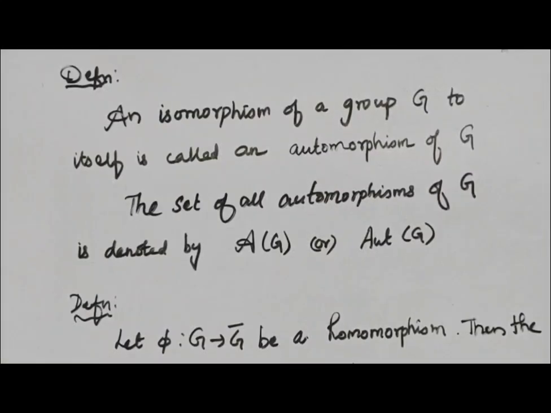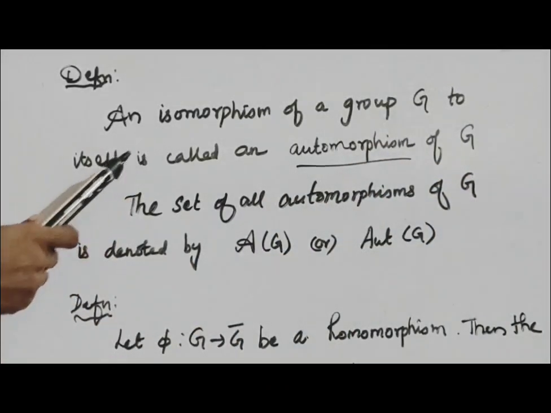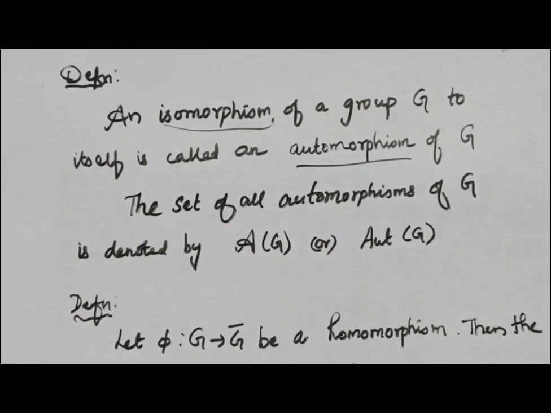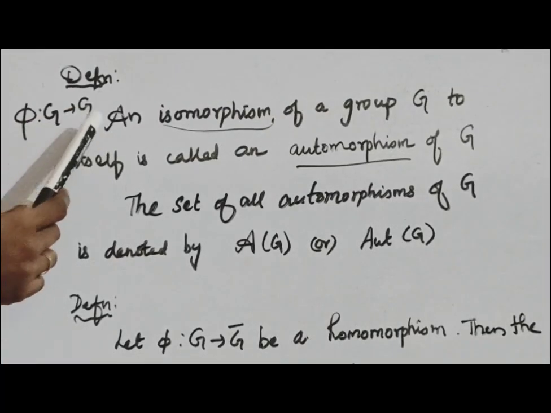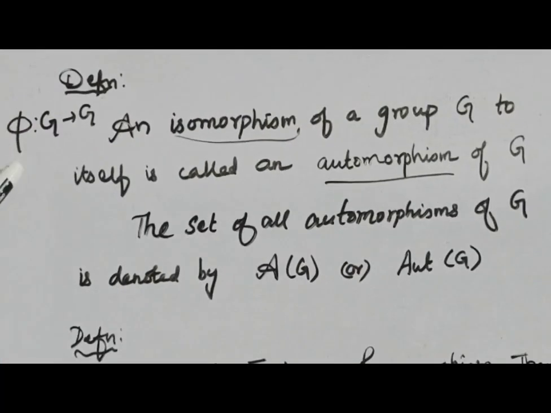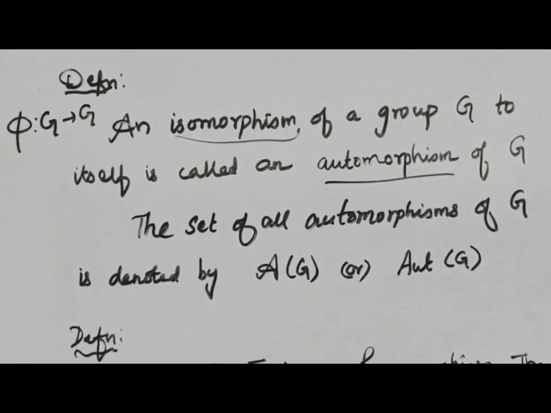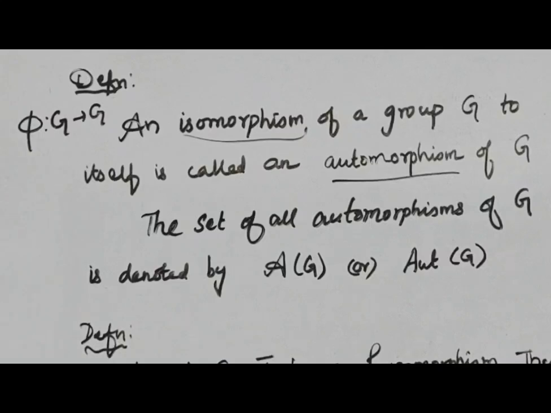Next definition, automorphism. An isomorphism of a group G to itself is called an automorphism. Isomorphism means phi is a bijection and phi satisfies the homomorphism condition, right? That means it satisfies 1 to 1, onto, and the homomorphism condition. An isomorphism mapped from G to G itself is called an automorphism.